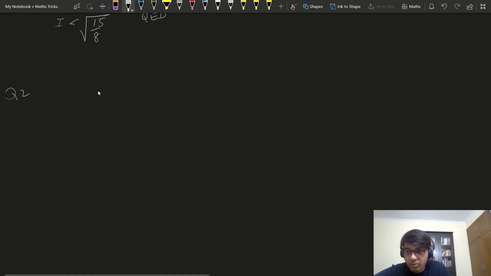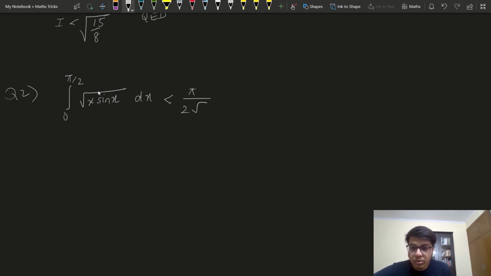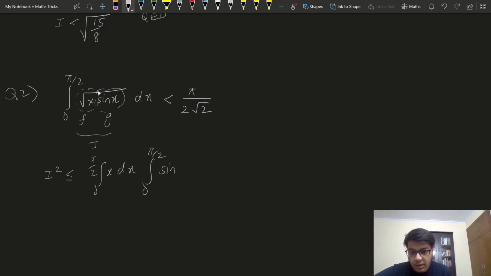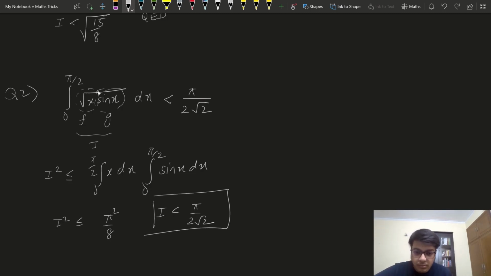Let's do another question. Question 2 says that the integral from 0 to pi by 2 of root x sin x dx is less than pi upon 2 root 2. Okay, pause the video, try the question, then watch the solution. Let's say this is f, this is g, this is I. I square is less than or equal to the integral of x dx from 0 to pi by 2 times the integral of sin x dx. The integral of x dx is x square by 2, so I square is less than or equal to pi square by 8. This is 1. I is less than pi by 2 root 2. Done.